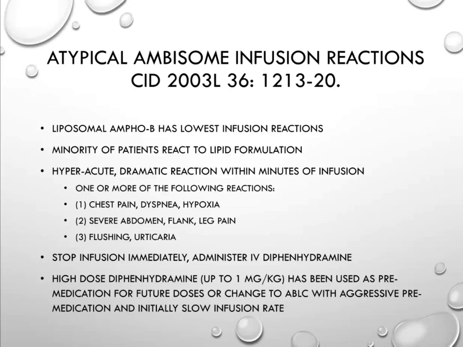Interestingly, in the case series that first reported this, they talked about pre-medicating subsequent doses with diphenhydramine, doses up to 1 milligram per kilogram, which I personally feel uncomfortable beyond 50. So that might be used as part of the pre-medication regimen for future doses, as well as a slow initial infusion rate. We often would change to a completely different formulation, such as from AmBisome to Abelcet. In this setting, patients were often reluctant to receive the same drug again. However, currently that would not be an option.